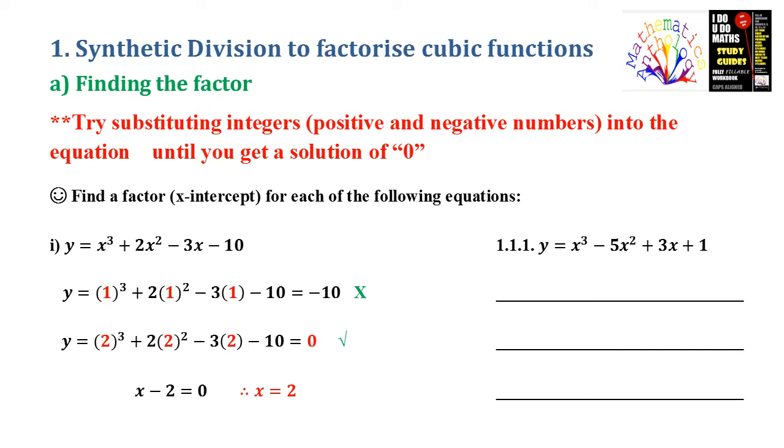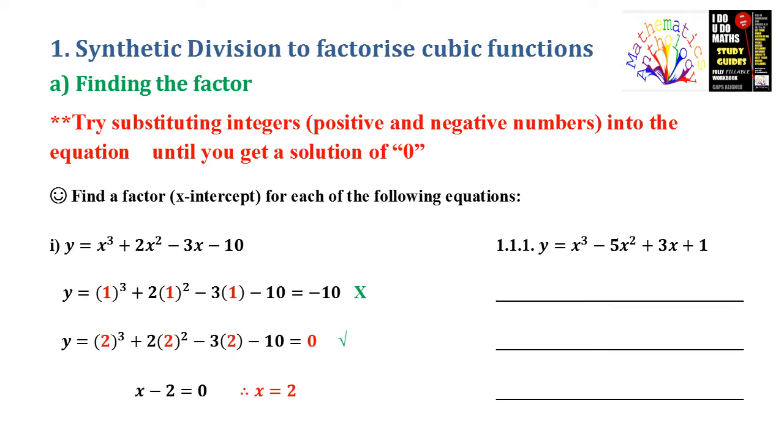Let's look at using synthetic division to factorize cubic functions. First thing we do is learn how to find the first factor. You try substituting integers, positive and negative numbers, into the equation until you get a solution of 0. So find a factor, x-intercept, for each of the following equations.